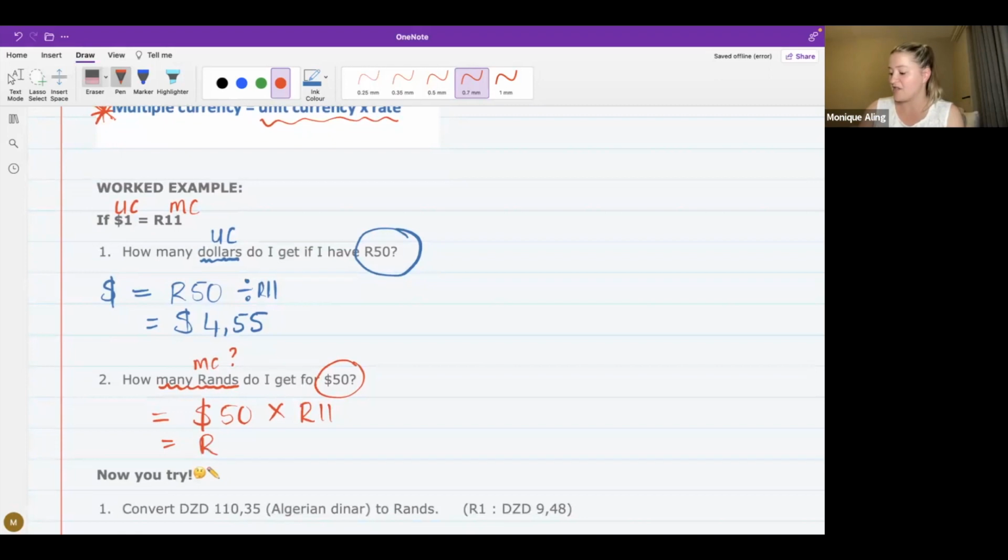Okay, we want it in rands, so our answer needs to be in rands, and it's going to be 550 rand. Nice, nice. I see some of you beat me to it. Well done.